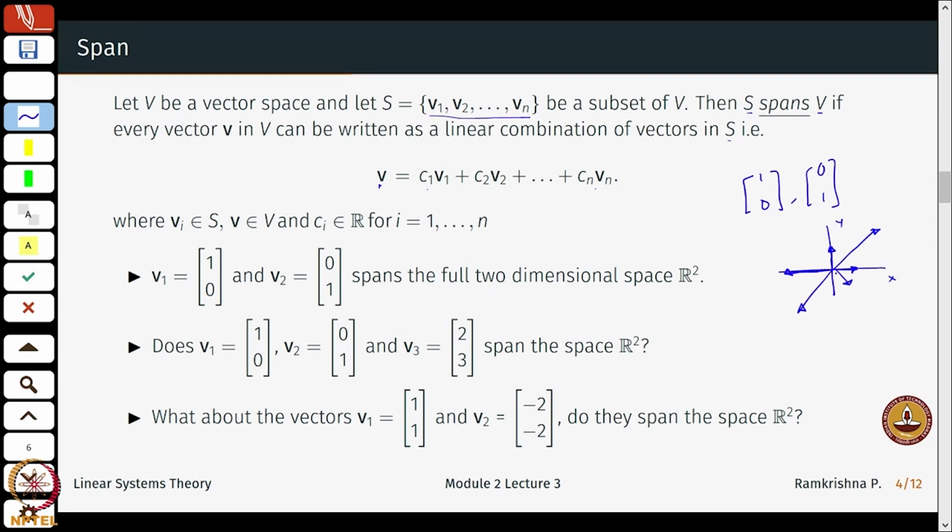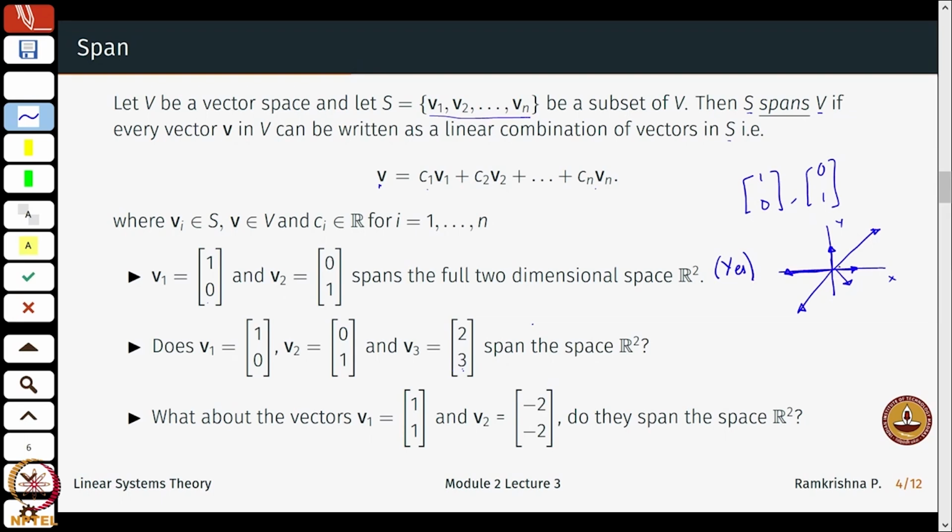The answer is yes. That is what high school coordinate geometry teaches us. So, given v1 is (1, 0) and v2 is (0, 1), does it span the full 2-dimensional space R2? The answer is an obvious yes. Now, similarly look at the second one. I have vectors (1, 0), (0, 1) and I have another vector sitting here, (2, 3). Does this span the space R2?